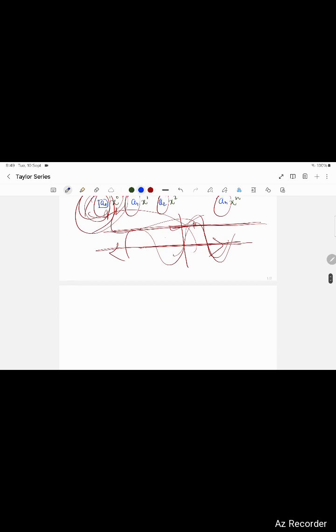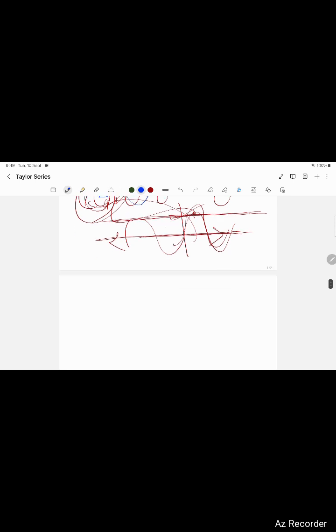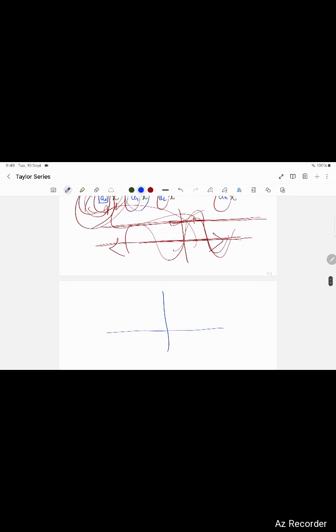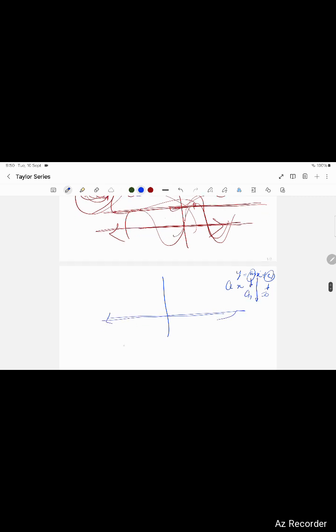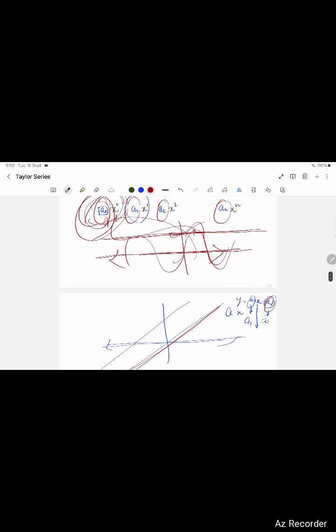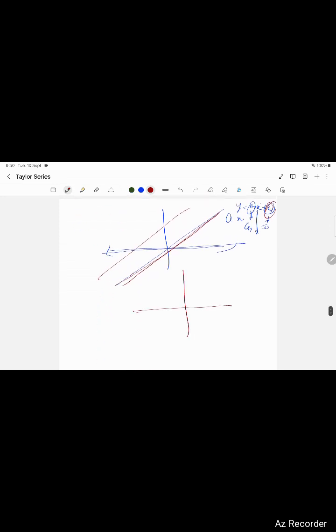Now this a1 of x, what does it represent? It is y is equal to mx plus c, where c is 0 and m is the slope, that is a1, and x is any value. So it is a straight line that passes through 0, and it can pass through elsewhere if we have the c value.